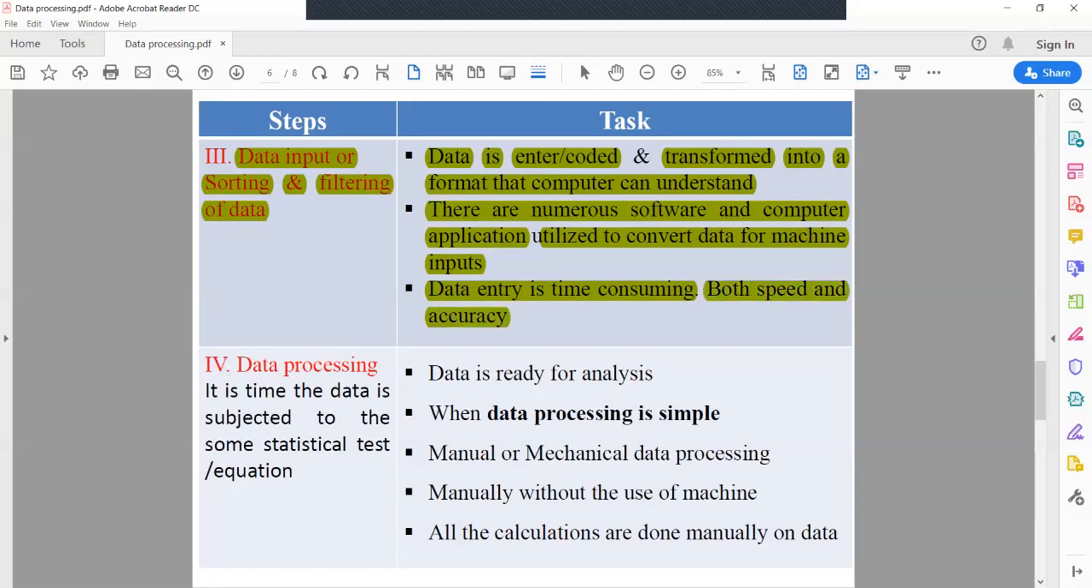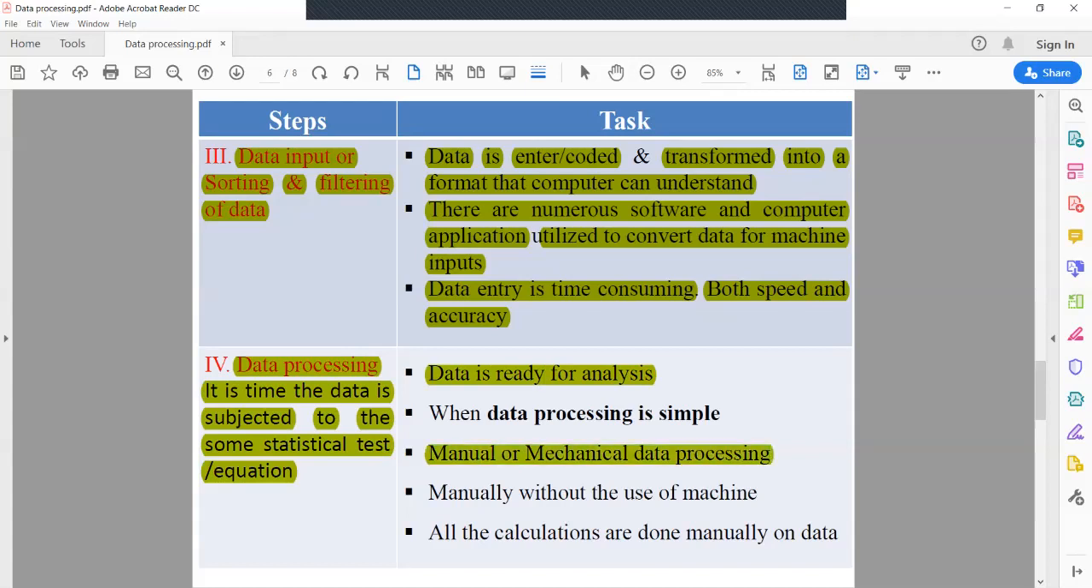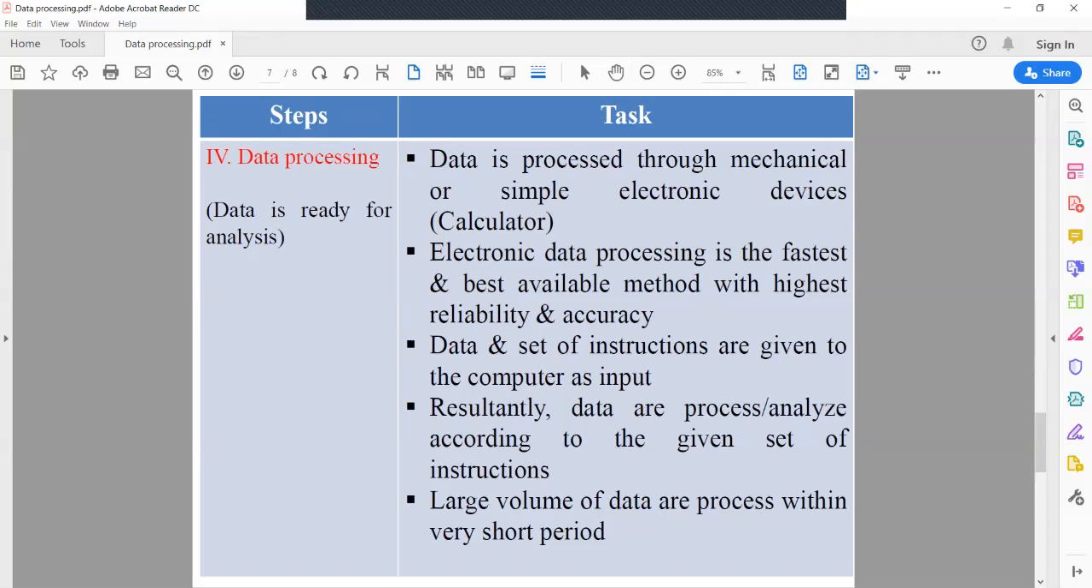The fourth step is the data processing stage. It is the time when the data is subjected to some statistical test or equation for analysis. So here the data is ready for analysis. We can use manual or mechanical data processing for analysis if the data set or data processing is simple. Manually means without the use of a machine. Here all the calculations are done manually on the data. Data is also processed through mechanical or simple electronic devices like a calculator.